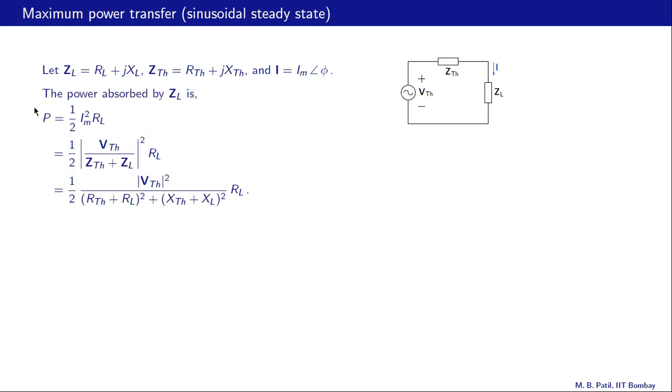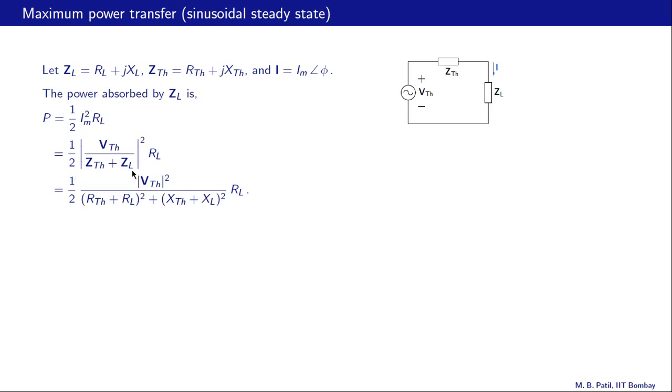Now the power absorbed by ZL is given by P equal to half Im squared RL, where Im is the magnitude of this phasor I and RL is the real part of ZL. What is Im? It is the magnitude of I, and what is I? It's simply VTH divided by ZTH plus ZL. So we get P equal to this expression over here.